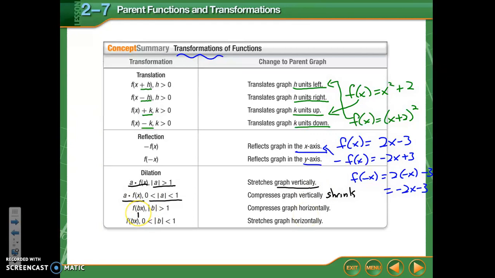If I multiply a number to my x value inside my function whose absolute value is greater than 1, it's going to give me a horizontal compress or shrink. It's going to squish it horizontally. And if the number inside that's multiplied by x is a fraction when I take the absolute value, it's going to stretch it horizontally. It's going to stretch it out from left to right.